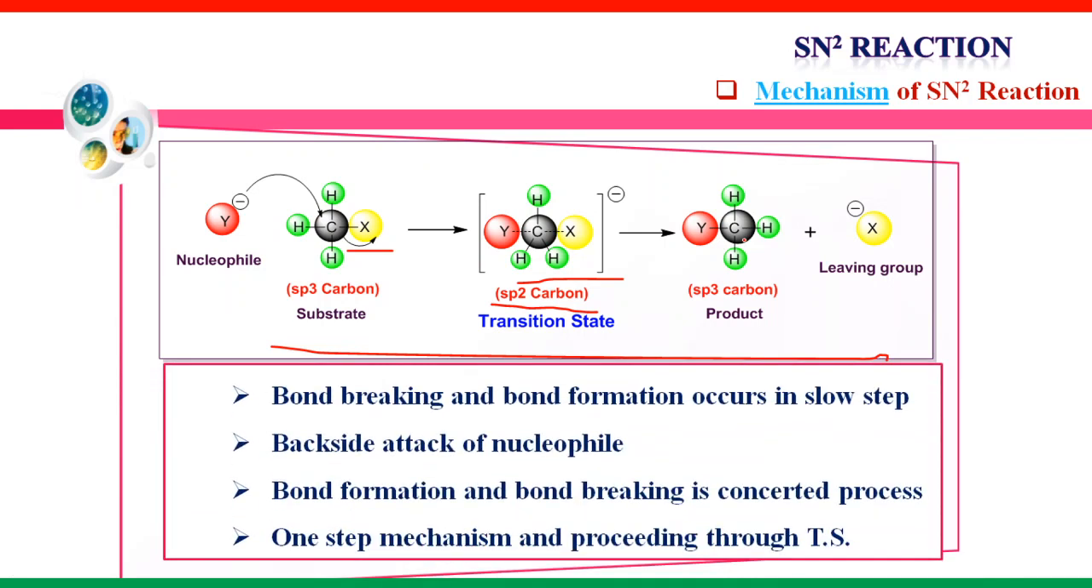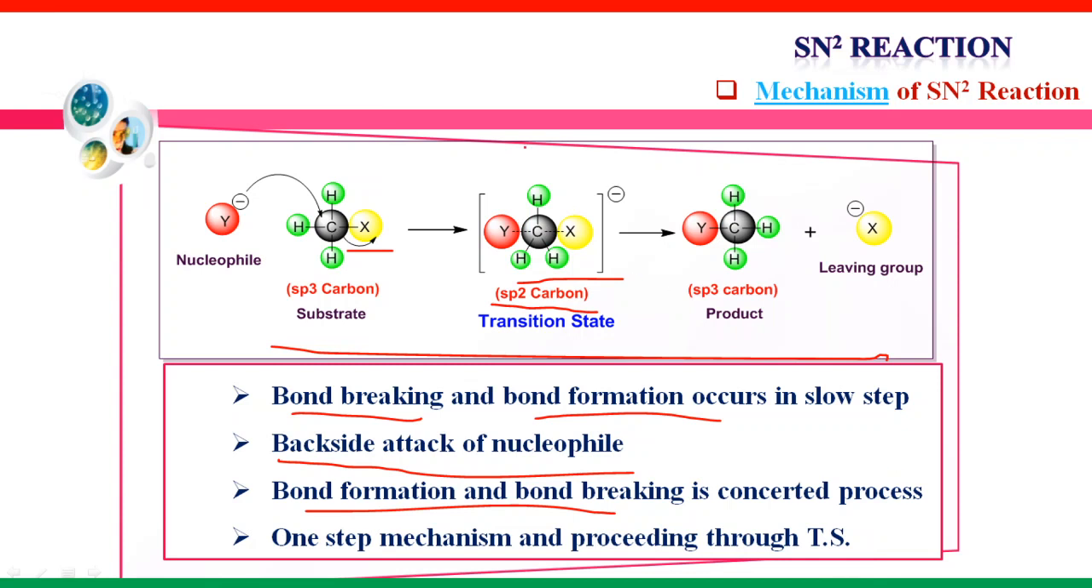What are the characteristic features of the mechanism of SN2 reaction? The bond breaking between carbon and leaving group and bond formation between carbon and nucleophile occur in the slow step. SN2 reaction involves the backside attack of nucleophile. Bond formation and bond breaking is a concerted process. This reaction is a one-step reaction. It has a one-step mechanism proceeding through the transition state.